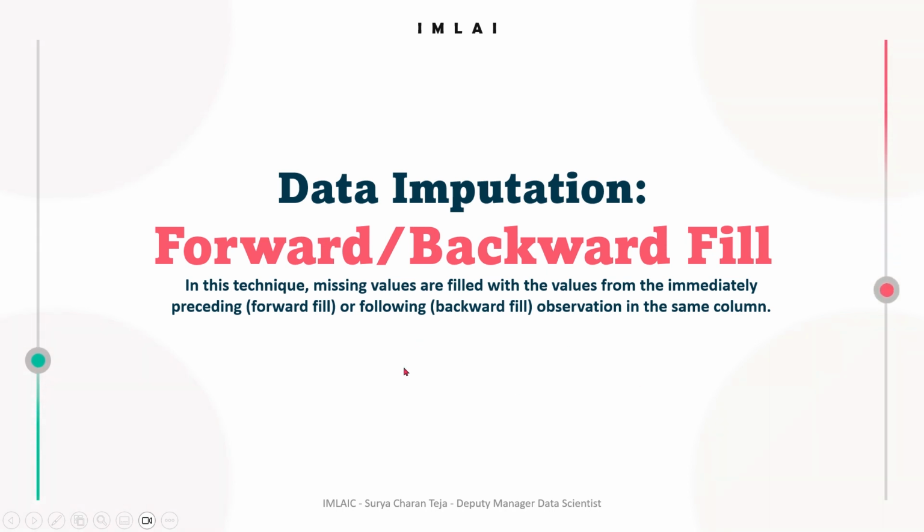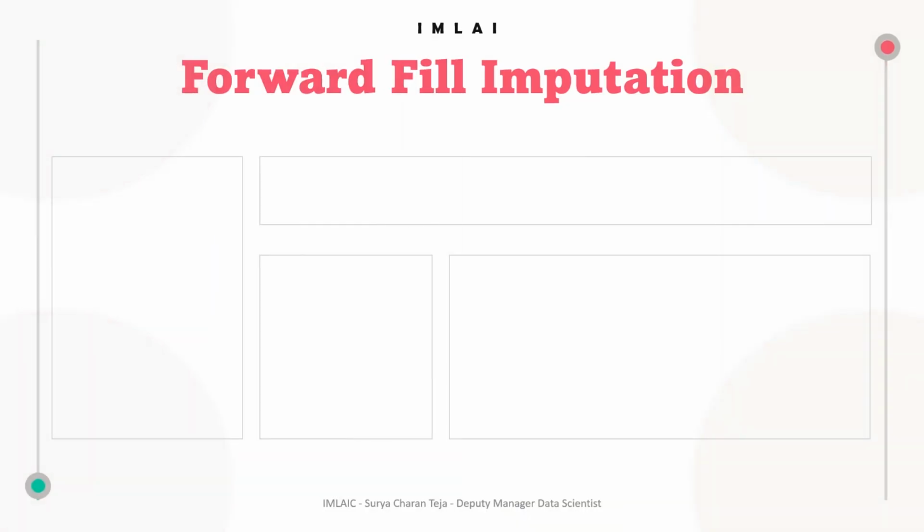So forward and backward fill imputation are two common methods used for handling missing data, mainly in time series data sets. Time series data sets, very important. For time series data sets, this is widely used. I'm repeating this: forward and backward fill imputation are two common methods used for handling missing data in time series data sets. These methods involve filling values with values from adjacent time points, as you can see on the screen. So now let's begin with forward fill imputation first.